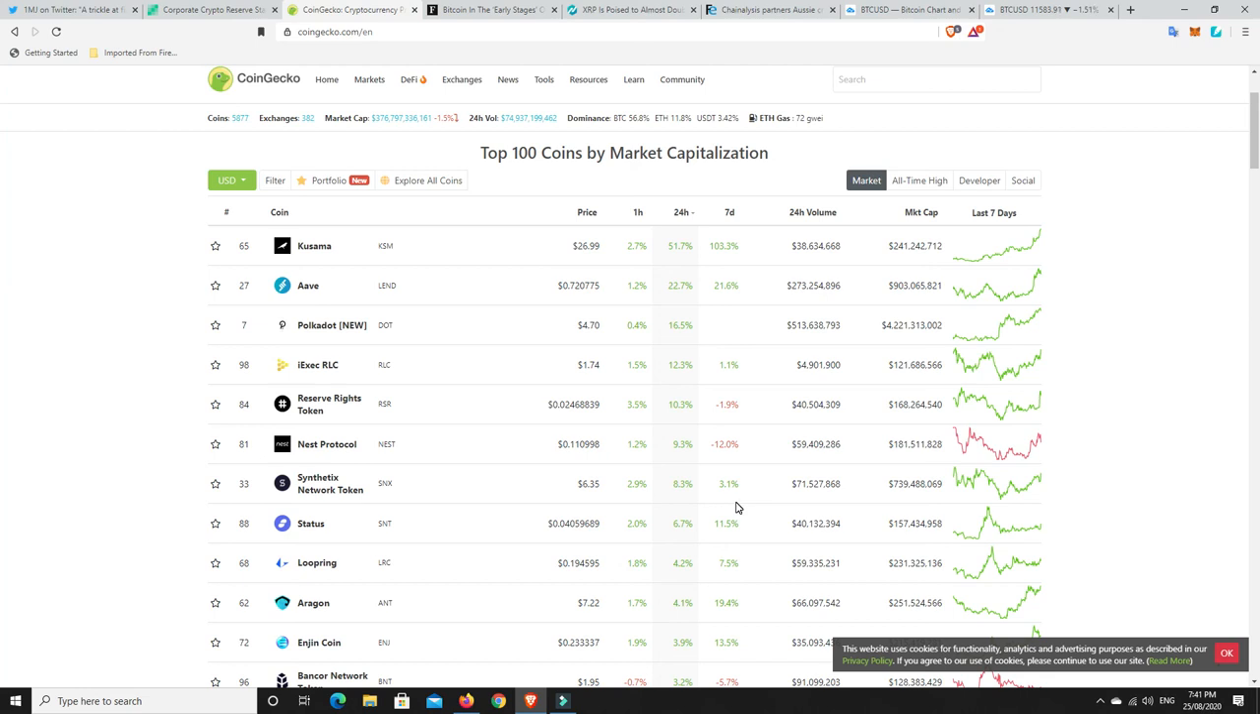Don't just randomly pick one, and strongly consider not jumping into something that's already pumped 57% or 51%. It's probably going to pull back some of that 50% over the next few days. So be careful, and particularly even here, there we go, 103% in the last 7 days. Chances are within the next 7 days, there might be a fairly drastic pullback. Not guaranteed. Look, it could continue to go up and up and up.